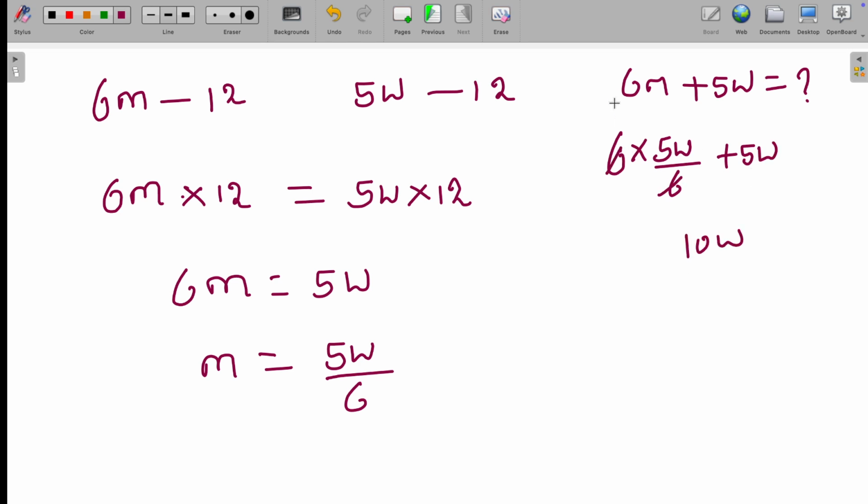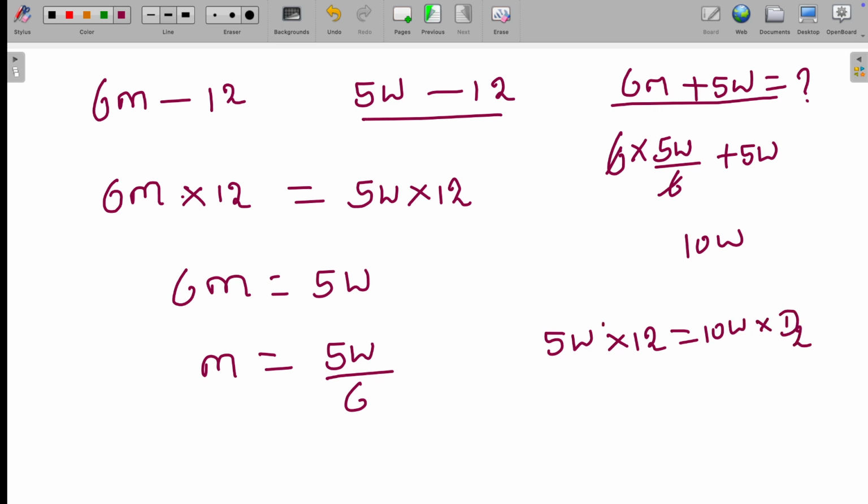Now I converted all men to women. Now take this equation: 5 women can complete a job in 12 days. Then 10 women can complete the job in how many days? 5 ones are 5, 5 twos are 10, so 12 by 2 is 6. Then the answer will be 6 days. Here the numbers are easy, you can tell, but this is the concept. Is it clear, everyone?